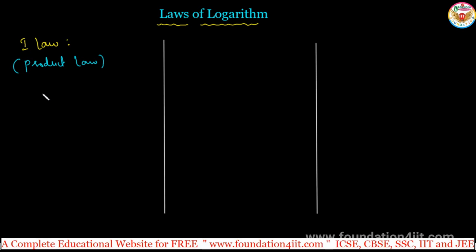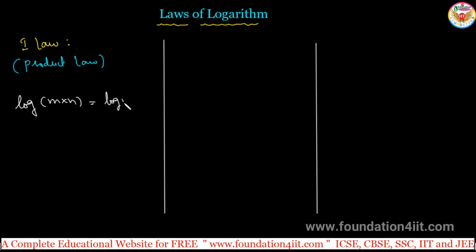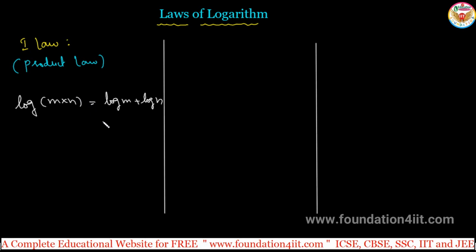In this product law, the logarithm of a product at any non-zero base is equal to the sum of the logarithms of its factors. Let me show you here. For example, log of m into n is equal to log m plus log n. The factors here are m and n. So log of mn is log m plus log n to the base.